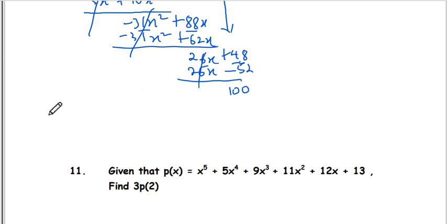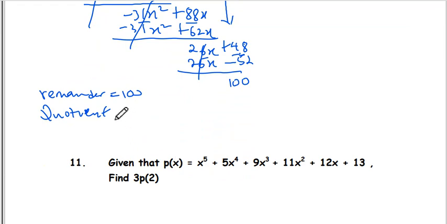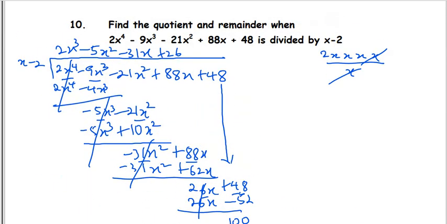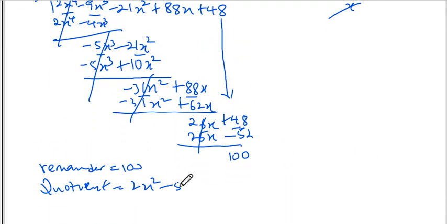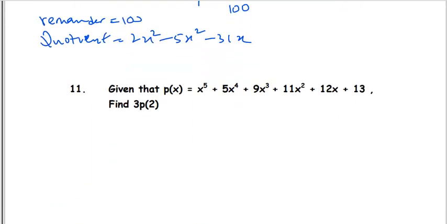So our remainder is 100, while our quotient is 2x cubed minus 5x squared minus 31x plus 26. So that's our quotient.